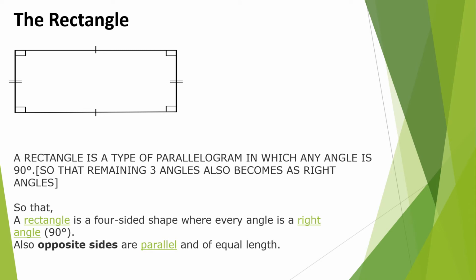So we can illustrate the properties of rectangles: a rectangle is a four-sided shape where every angle is a right angle. Also, opposite sides are parallel and equal in length. In a rectangle, opposite sides are parallel as well as equal in length. The only difference is all the angles measure 90 degree. That means all the angles are right angles. So the name rectangle.